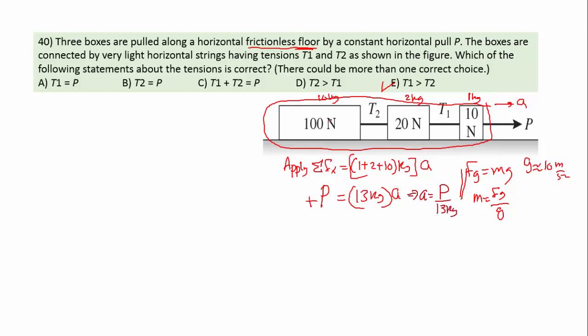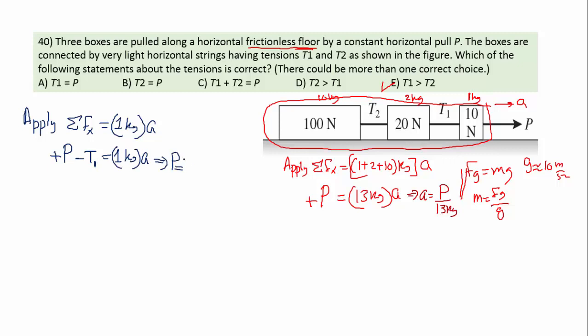Now if you apply Newton's law on each individual object in order to be able to compare P to T1 to T2, go ahead and apply Newton's law in the x direction on the first mass, the 1 kilogram times A. You have two forces. You have P in the positive x direction minus T1 in the negative x equal to 1 kilogram times A. So this will tell us that P is bigger than T1. Basically P is equal to T1 plus 1 kilogram times A. Okay, so we have this equation 1.